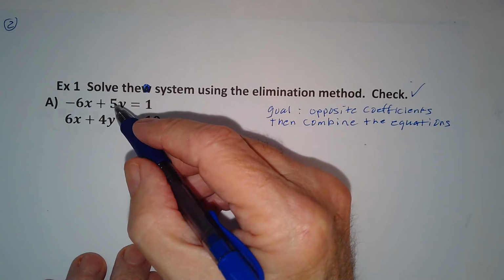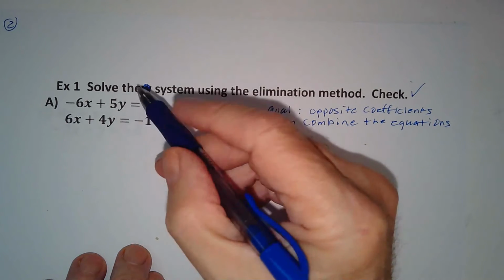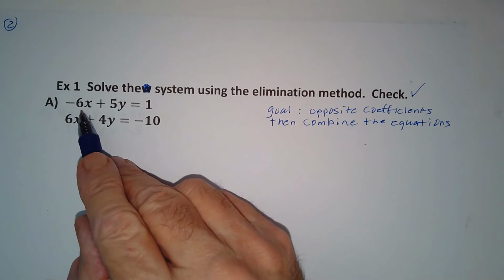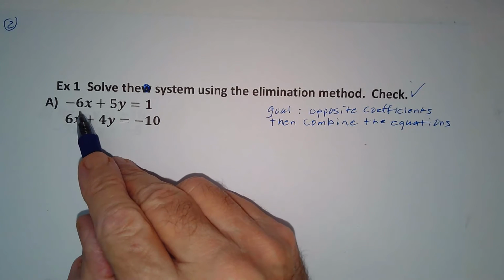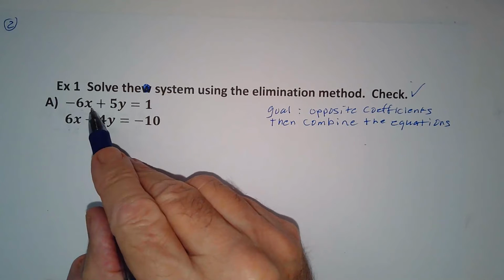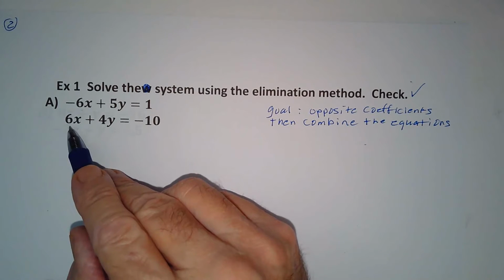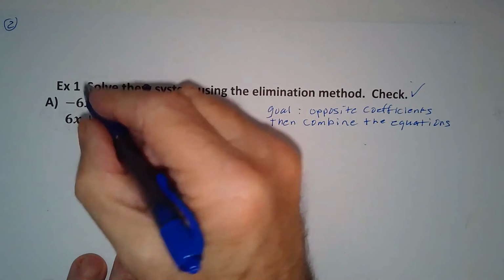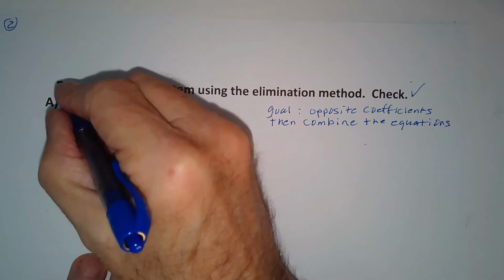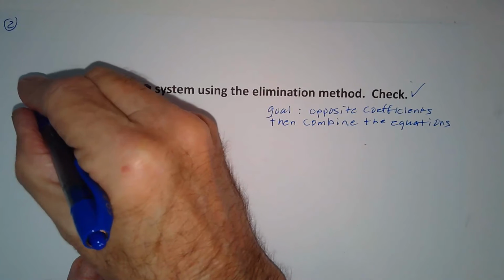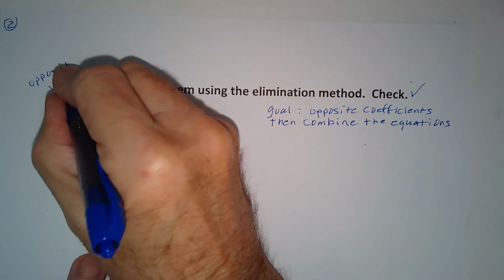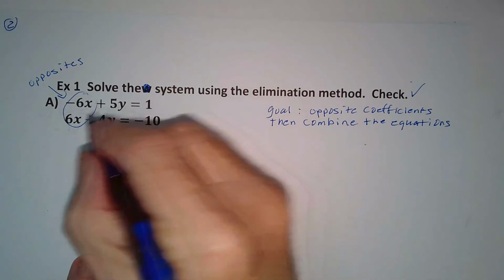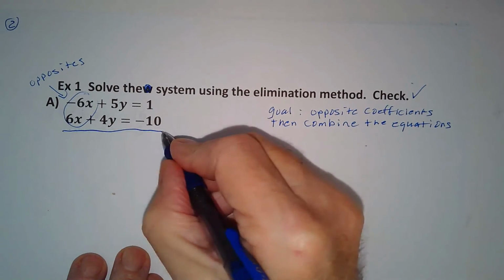Now let's look at what we've got for terms. If you look at the x's, you'll notice that the coefficient for the first equation is negative 6. X is, of course, the variable. And the coefficient for the bottom one is 6. So they are opposites already, which is good. That's what you want. You want opposites. So that's the golden rule. This is already set up for you that way, so all you have to do is combine.